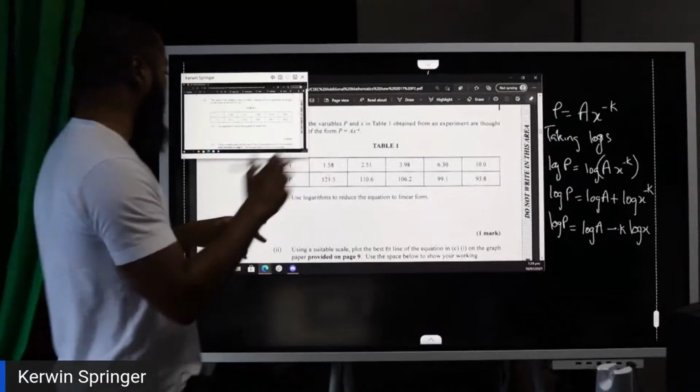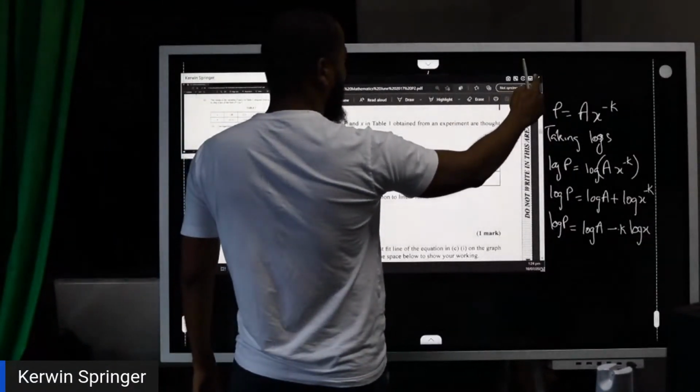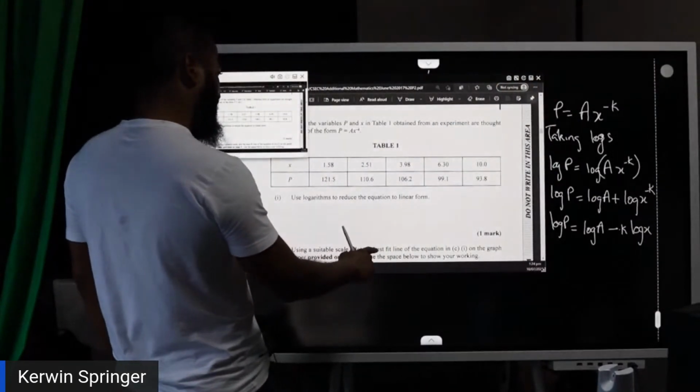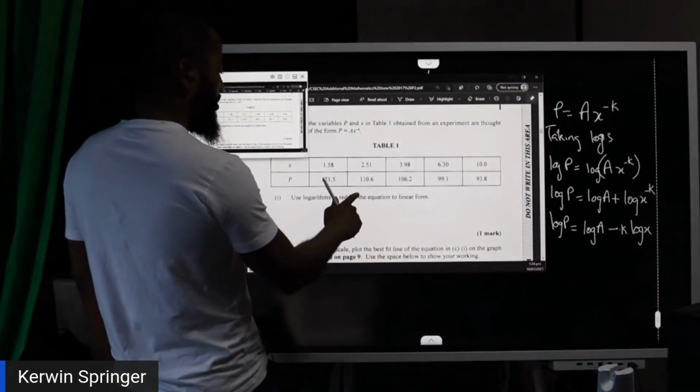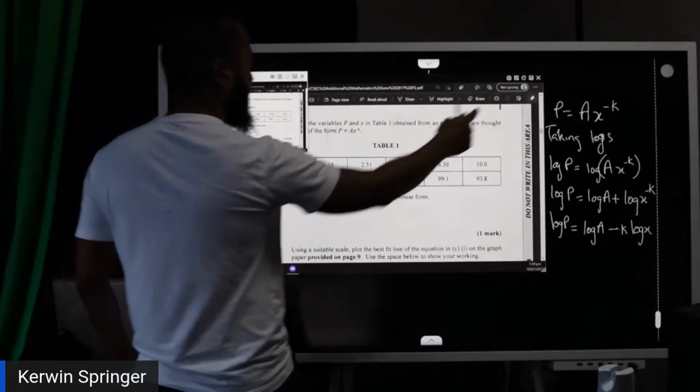So you get 1 mark for that. That is not a big hard thing according to them. According to them, that easy thing. Using a suitable scale, plot the line of best fit. Oh, we had to draw a graph. That's going to be back now on the graph page provided.